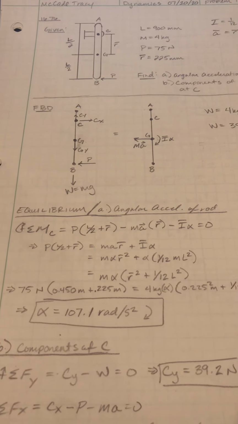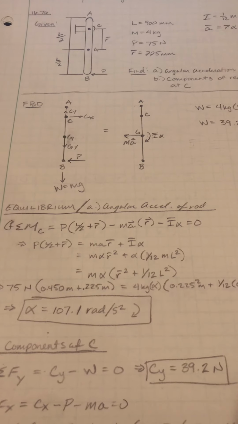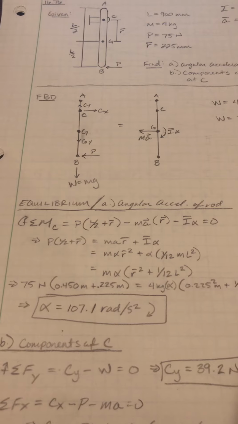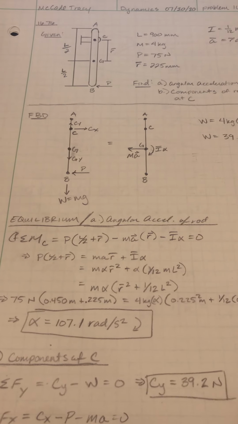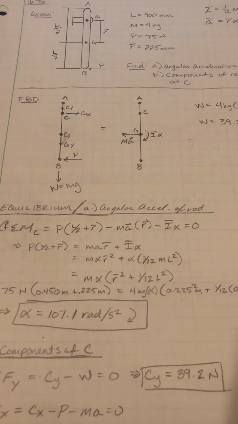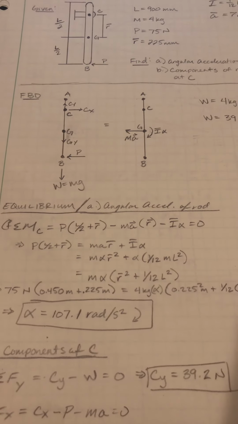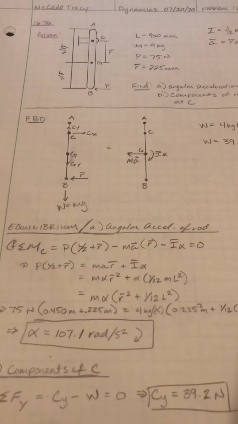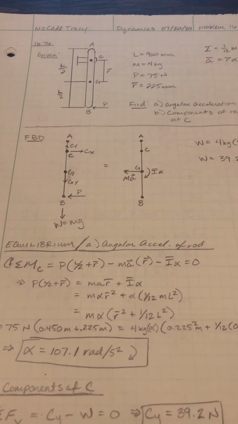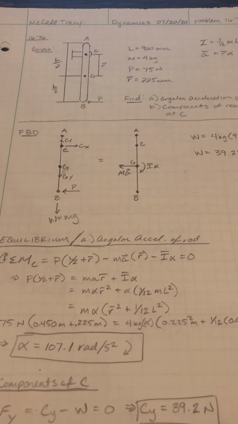We take the moments about point C to get the angular acceleration of the rod. So we have the force P multiplied by the length, L over 2 plus the radius R, minus m a times R minus I times alpha, and we set that equal to 0.